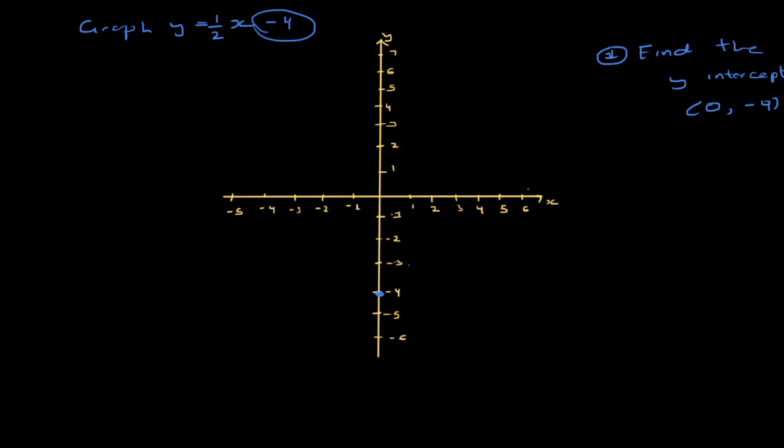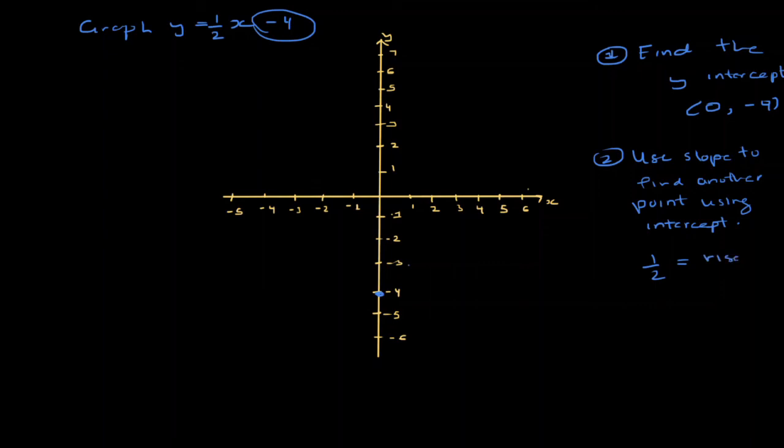And now let's use that intercept and the slope to find another point. So the slope is 1 half. That means, let me write this down as a step: use slope to find another point using intercept. Sorry for my writing. I thought I was getting better, but it's getting worse.